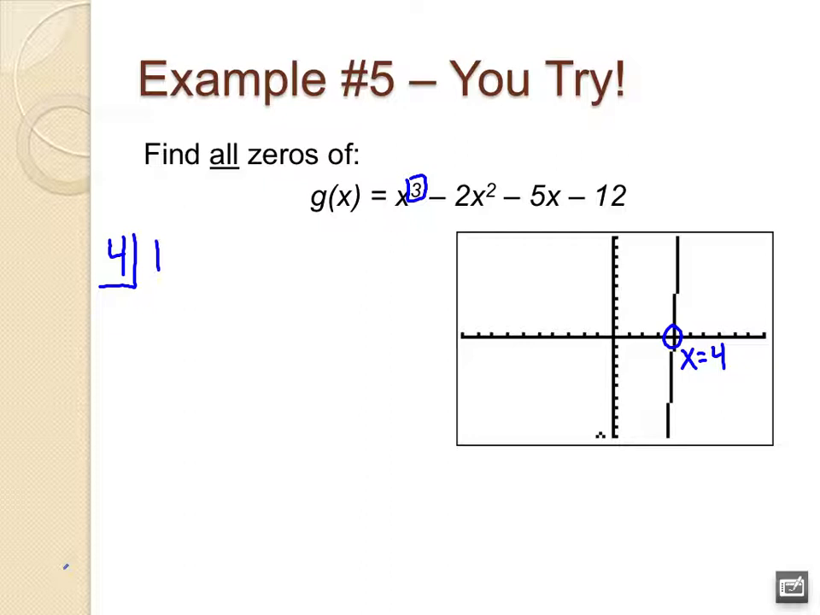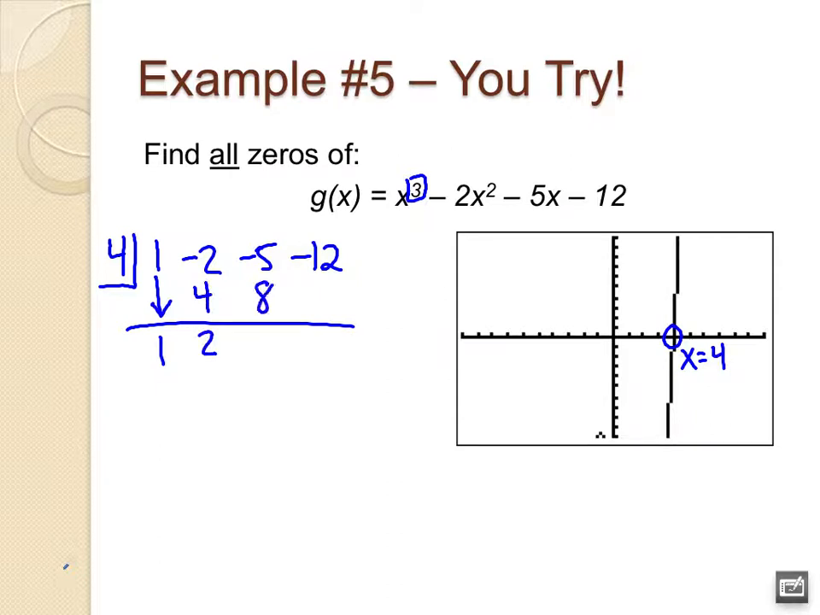My coefficients are 1, negative 2, negative 5, and negative 12. 1 multiplied by 4 is 4, add down is 2. 2 multiplied by 4 is 8, add down I get 3, then 12, and 0. I got a remainder of 0, so that's good. I'm left with x squared, add 2x, add 3. That's because if this was x to the 3rd, this one has to be x squared, 1 lower. Set it equal to 0.